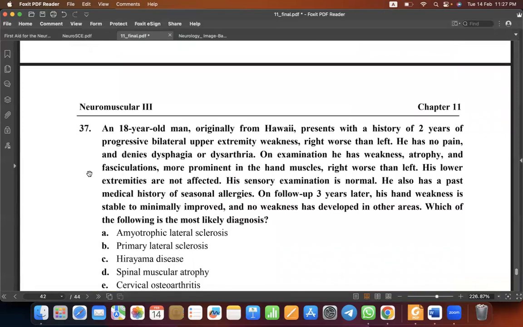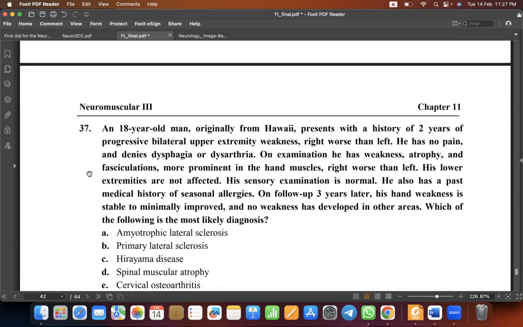Now, an 18-year-old man originally from Hawaii presents with a 2-year history of progressive upper extremity weakness, right worse than left. There is no pain, and he denies any dysphagia or dysarthria. On examination, he has weakness, atrophy, and fasciculation in the hand muscles, right more than left. The lower extremity is not affected, and sensory is normal. There is a past history of seasonal allergy. At follow-up 3 years later, the hand weakness is improved or stable, and no weakness developed in other areas.